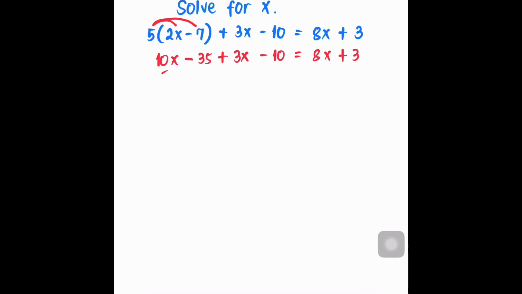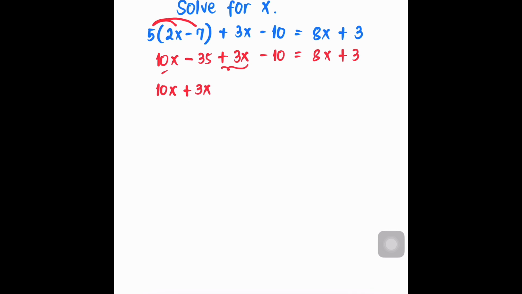So 10x is already on the left hand side, so just leave it there. 3x is already on the left hand side, so we just copy plus 3x. Be careful with the sign of every term, because that's really important. 3x is positive, so I just simply copy positive 3x.